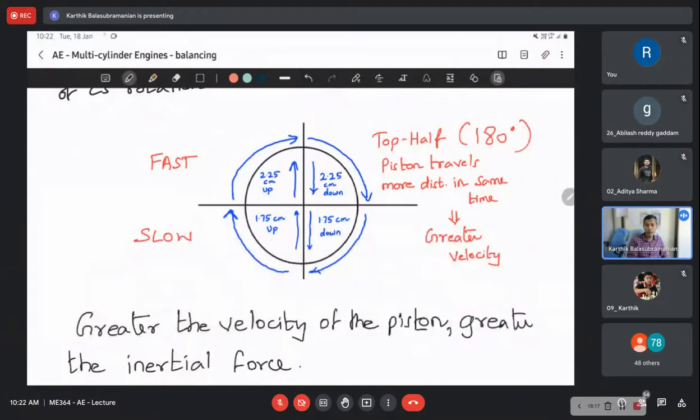Is that clear how it happens? Yes, sir. So the piston travels more distance in the same time. It doesn't take different time. In the same time, the piston travels a larger distance in the top 180 degrees and a shorter distance in the bottom 180 degrees. So obviously, in the top 180 degrees the piston moves faster, and in the bottom 180 degrees it is slow. Why does this difference happen? Faster movement of the piston in the top 180 and slow movement in the bottom 180 degrees. Why is this difference happening?